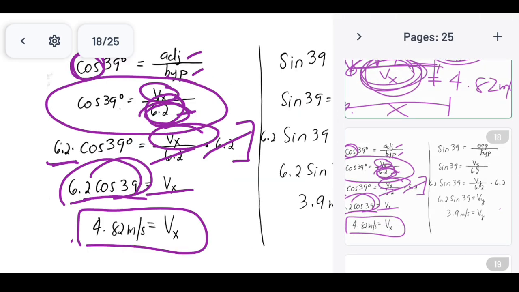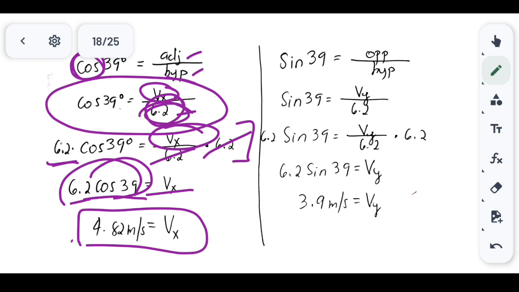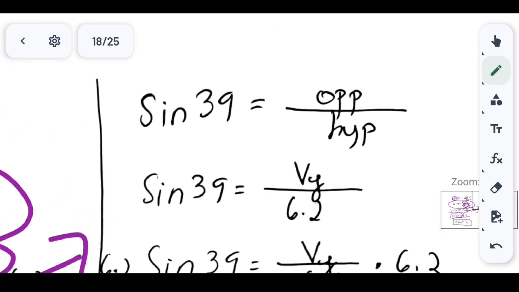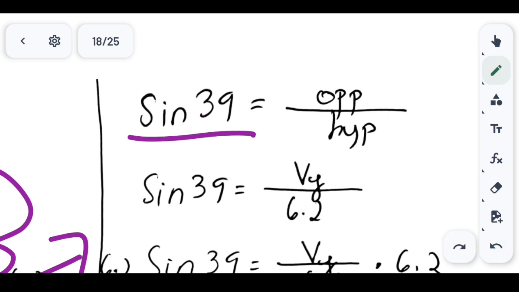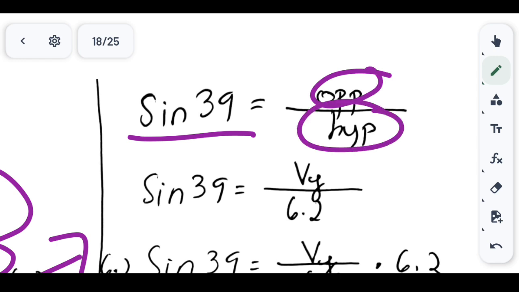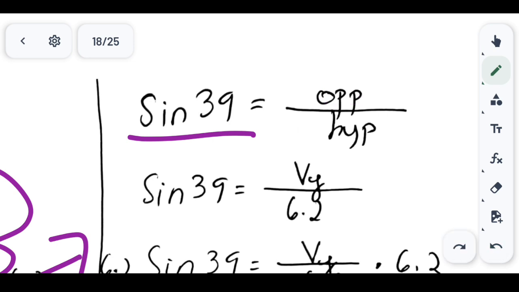And then, we also need to find the value of the velocity at the y component. But then, in finding the y component lagi, you have to use the sine trigonometric function along with the given angle. So, sine of 39 degrees is equivalent to the opposite over hypotenuse. Constant yun na. So, you will have the opposite over the hypotenuse.